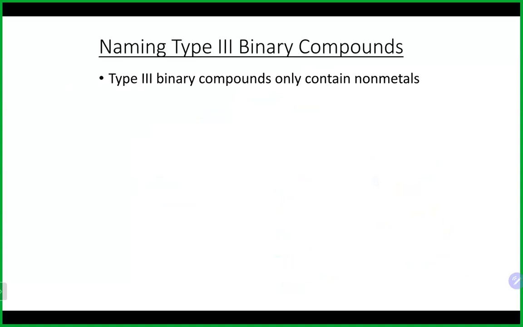Type 3 only contains 2 nonmetals together, much like how we could recognize type 1 or type 2 because it's a metal and nonmetal. Here we see 2 nonmetals, we know it's type 3. What that should signal to you is prefixes. So just like type 2 should signal Roman numerals, and just like type 1 should signal nothing. You don't need anything there, right? So those are the things you want to think about as you're going through it.